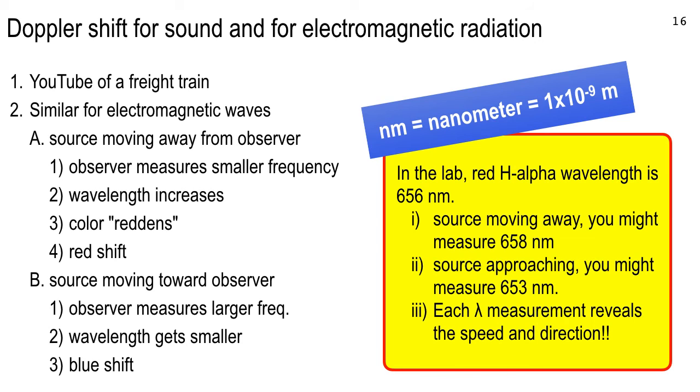It might not be a big shift. That's just a couple nanometers. But we can measure that. It's not that hard to measure a red shift of that size. If it's moving toward you, it might come in at 653. That's not a ginormous blue shift, but we can measure that, okay?